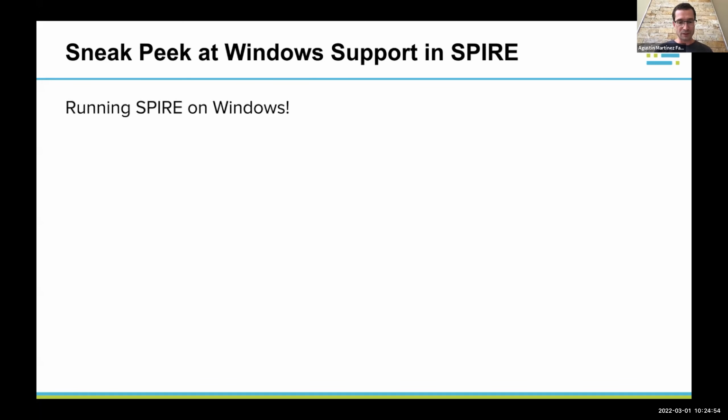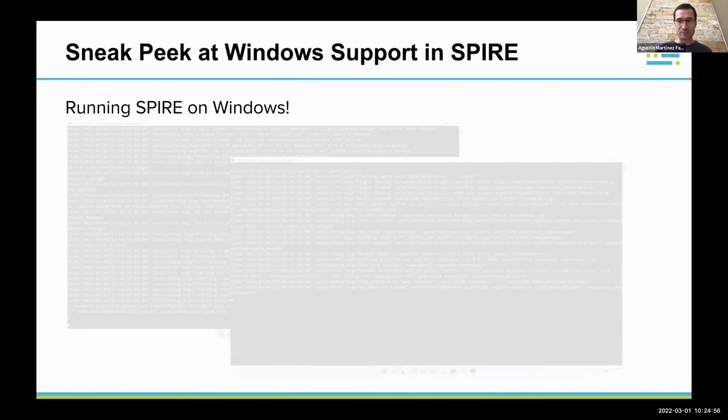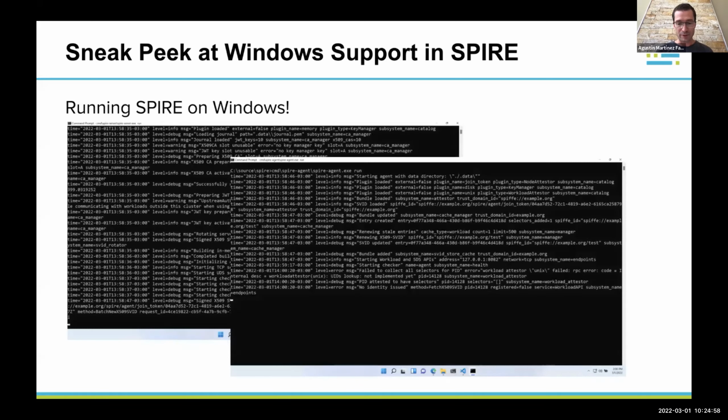Well, let's have a preview of how running SPIRE on Windows looks like. We have here the server and the agent. We have the Unix workload attestor configured, but obviously failed. But we can see that the PID of the calling process was resolved.